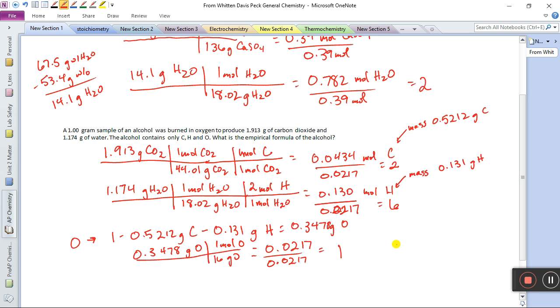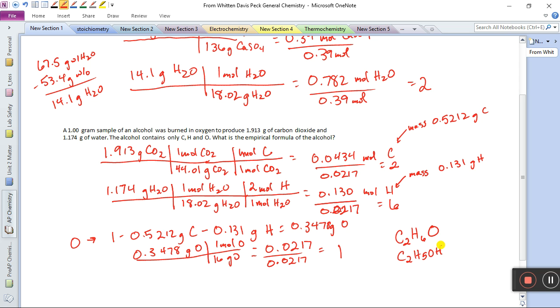So our empirical formula is going to be C2H6O, which would probably be written as, because it's an alcohol, C2H5OH, because the OH is what makes it an alcohol. But either would be acceptable.